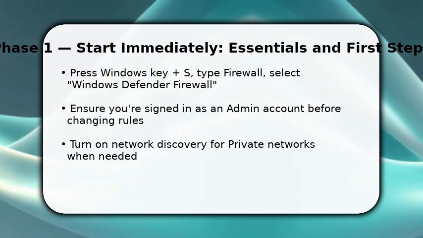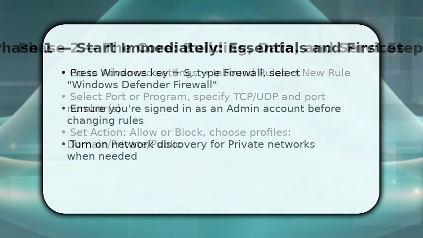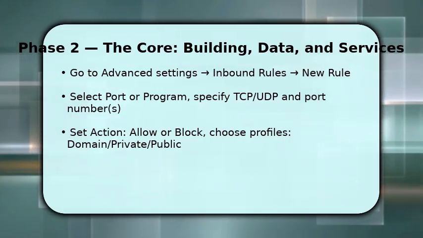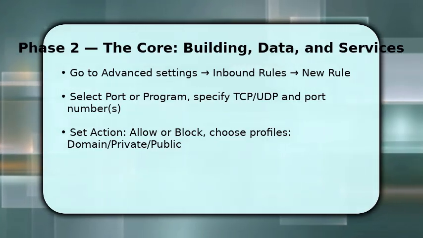Now, proceed to allow an app or change inbound rules. We'll create a targeted rule next. You'll now use advanced settings to create precise rules. Open inbound rules, click New Rule, then pick port for service-specific control or program to lock an app.